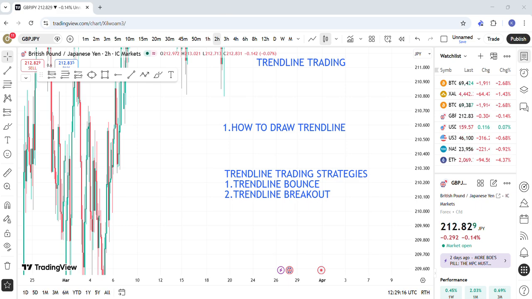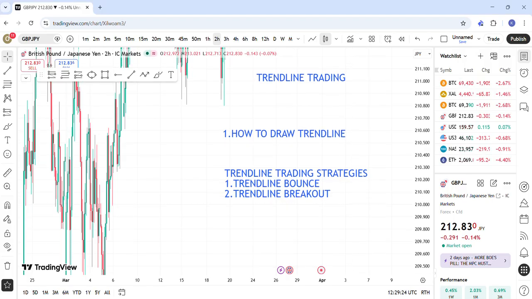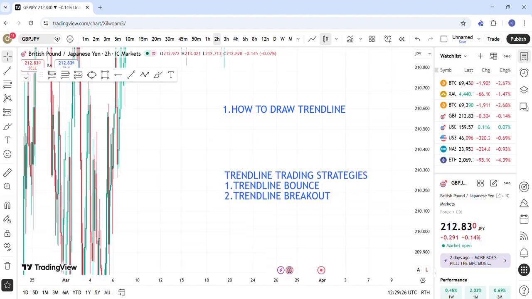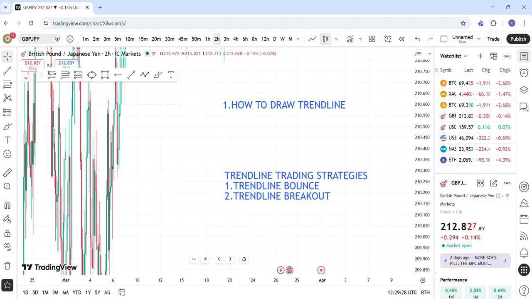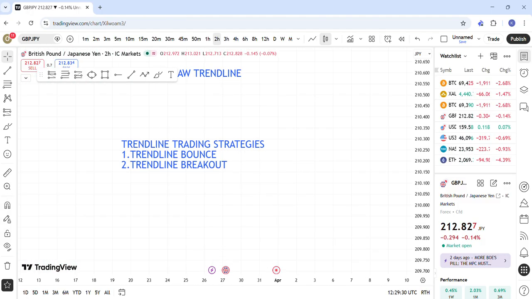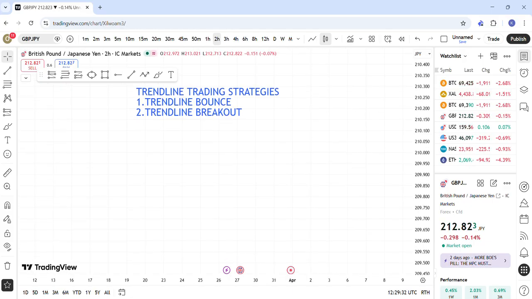Back, guys. So today we'll be talking about trendline trading. Like I said before, trading is basically support and resistance. So, what is a trend line? A trend line is a kind of support and resistance that is slanting. This time around, it's like this.